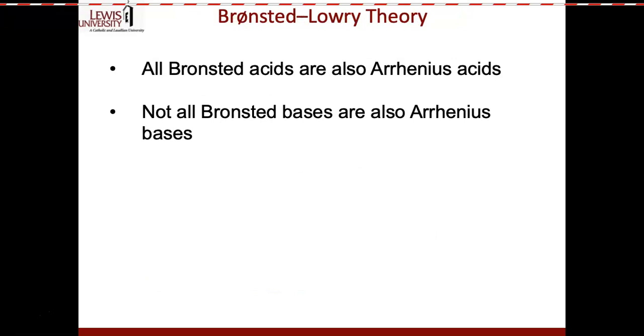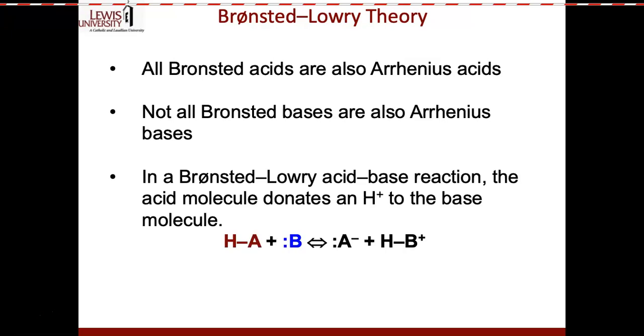All Bronsted acids are also Arrhenius acids, but not all Bronsted bases are Arrhenius bases. So ammonia is the big exception that we notice right there. And for the Bronsted definition, we're really looking at the reaction. We're not looking at the dissociation. It's more the reaction that occurs with water. And so we can think about this reaction as an equilibrium. We just talked about how everything's in equilibrium to a certain extent. But for a lot of acids, the equilibrium pushes so far to the right that we consider it single arrow.